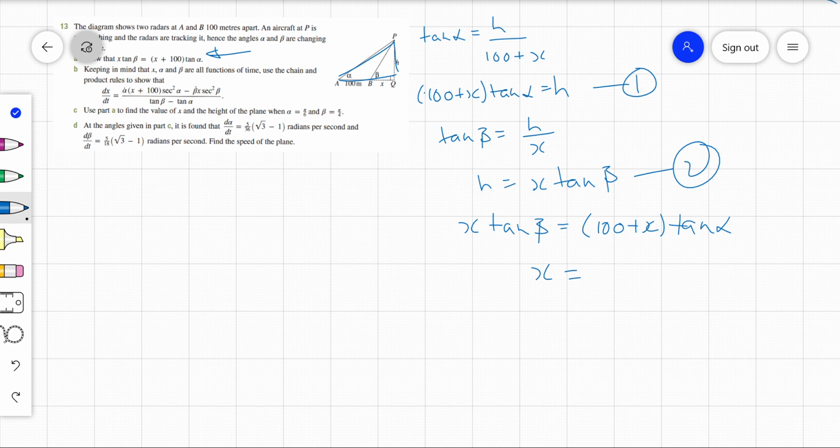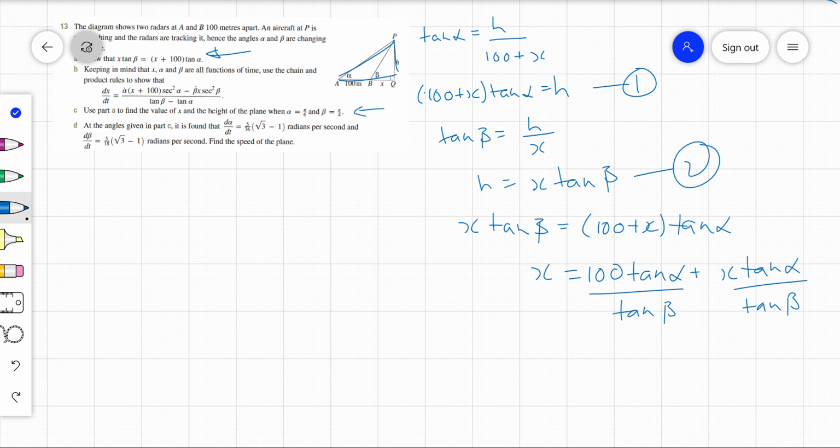And actually, if I then break this up and divide by tan beta, that is what I'm going to differentiate when I do dx by dt. But just before I do that, let's have a look at this part.